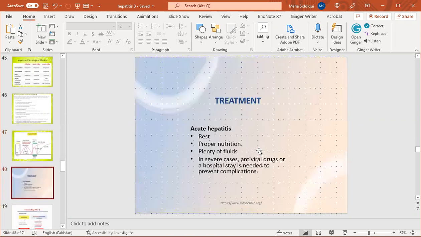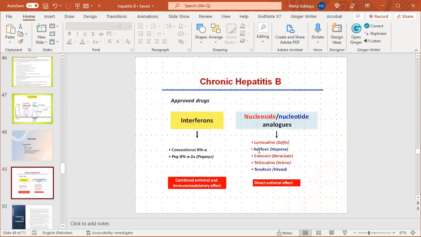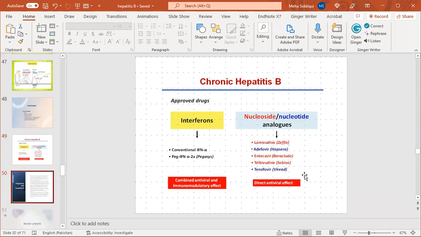Now, treatment. In acute hepatitis, usually there is no specific treatment. The patient is asked to have rest, proper nutrition, and plenty of fluids. But in severe cases, antiviral drugs or hospital stay is needed to prevent complications. For chronic hepatitis B, these are the two kinds of approved drugs: interferon, conventional interferon alpha and peg interferon alpha 2A. It has a combined antiviral and immunomodulatory effect. Then there are nucleoside and nucleotide analogs. We have lamivudine, adefovir, entecavir, telbivudine, tenofovir. These have a direct antiviral effect.